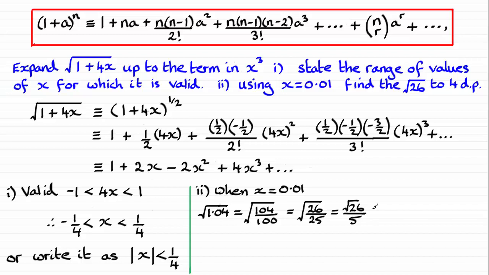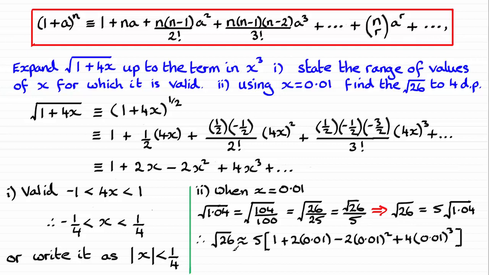So what does this tell us then? Well, it follows from here that the square root of 26 must be equal to 5 times the square root then of 1.04. And so all I need to do is substitute x equals 0.01 into here, but multiply our result by 5. And so if you do that, you end up with the root of 26 then is approximately the same as 5 times the result that we get when we substitute 0.01 into here.